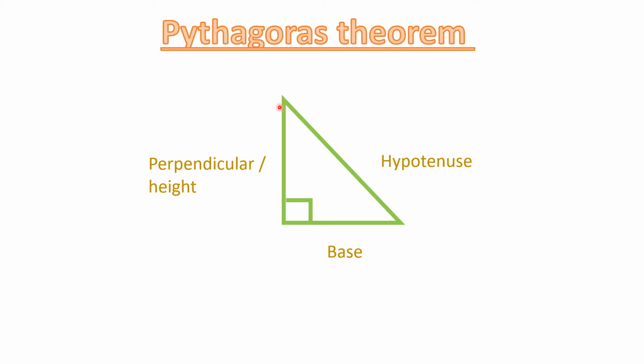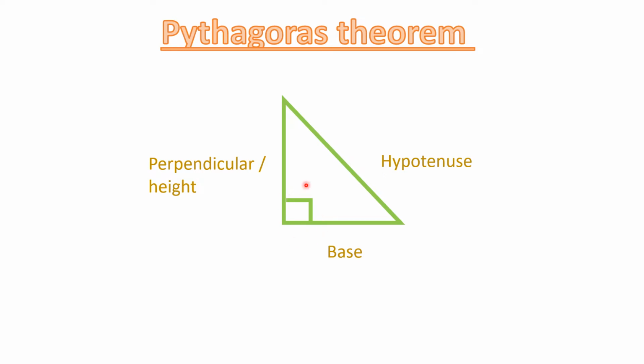Now, as you can see, this is a right angle triangle because one of the angles, how many angles does the triangle have? 1, 2, and 3. So it has 3 angles, right? Now one of the angles is 90 degrees, so this is a right angle triangle.